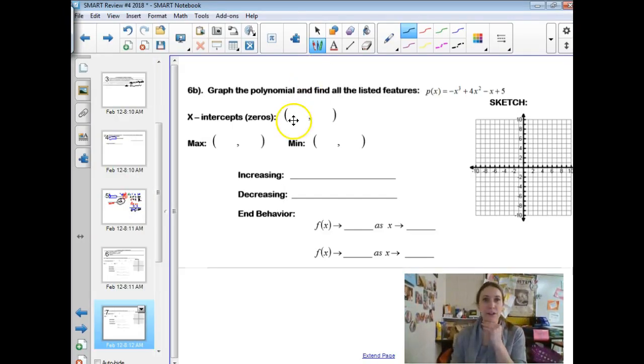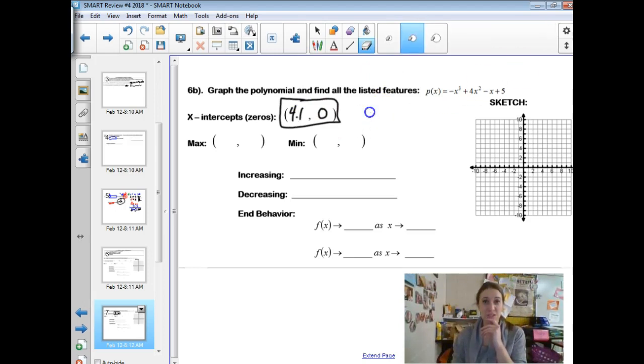There we go. I already forgot. It was 4.1, wasn't it? And on your test, I wrote down as many parenthesis sets as you need. So if there's 3 x-intercepts, I put down 3 parenthesis sets.